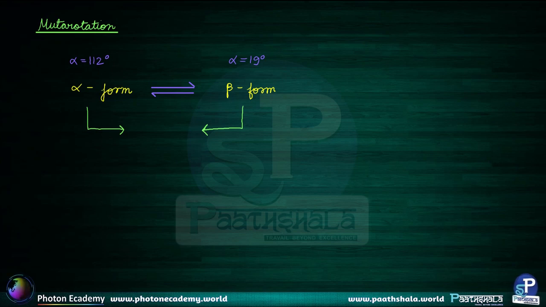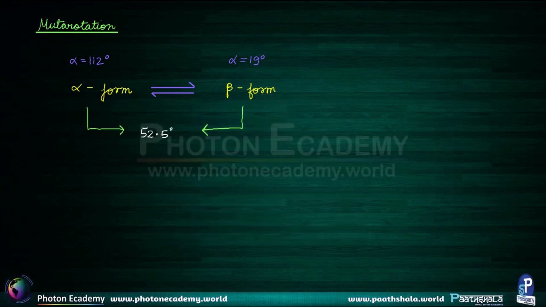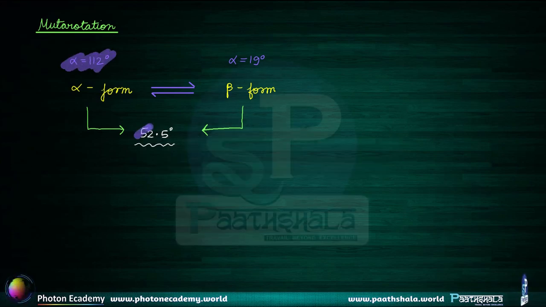Now at equilibrium, the specific angle of rotation is 52.5 degrees. So this is the specific angle of rotation at equilibrium. Our alpha form as well as our beta form try to approach it. When we start with, let us say 112, it slowly moves on to 52.5 degrees. And if we start the beta at 19 degrees, it slowly moves on to 52.5 degrees. So both of them are trying to reach the equilibrium specific angle of rotation.